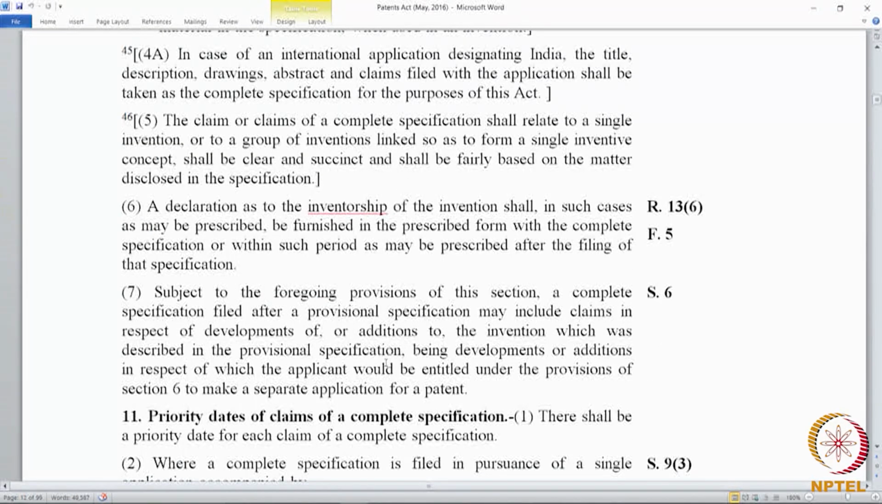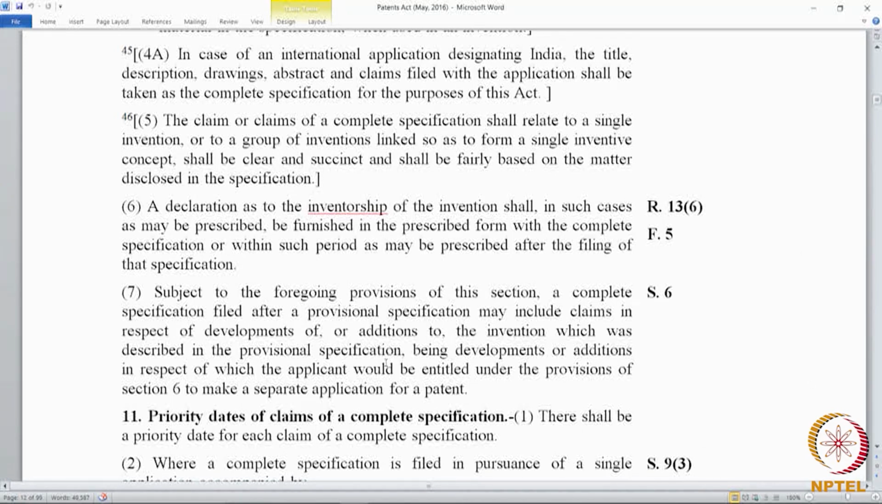Subsection 6 says that the declaration as to inventorship of the invention shall, in such cases as may be prescribed, be furnished in a prescribed form with the complete specification or within such period as may be prescribed after the filing of the specification. Now, we saw this, the proof of right in the case of an assignment could be filed either at the time of filing the complete specification, at the time of making the application, or after a time period that is prescribed. And we saw that the time period that was prescribed was 6 months from the date of filing the specification.